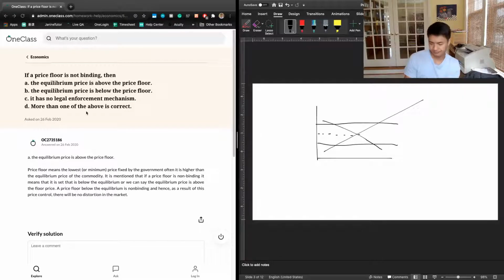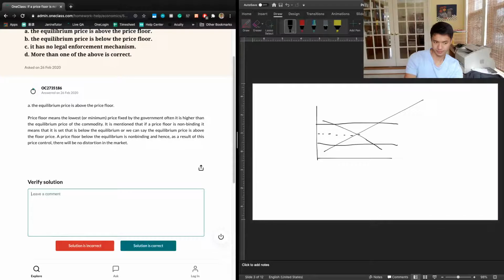Let's take a look at the previous year's answer. Previous tutor said that the equilibrium price is above the price floor. Price floor means that the lowest or minimum price fixed by the government, often it is higher than the equilibrium price of the commodity. If a price floor is mentioned as non-binding, it means that it's set below the equilibrium, so we're going to say the equilibrium price is above the price floor price. A price floor below the equilibrium is non-binding, and hence, as a result of this price control, there will be no distortion in the market. True, right? Good.